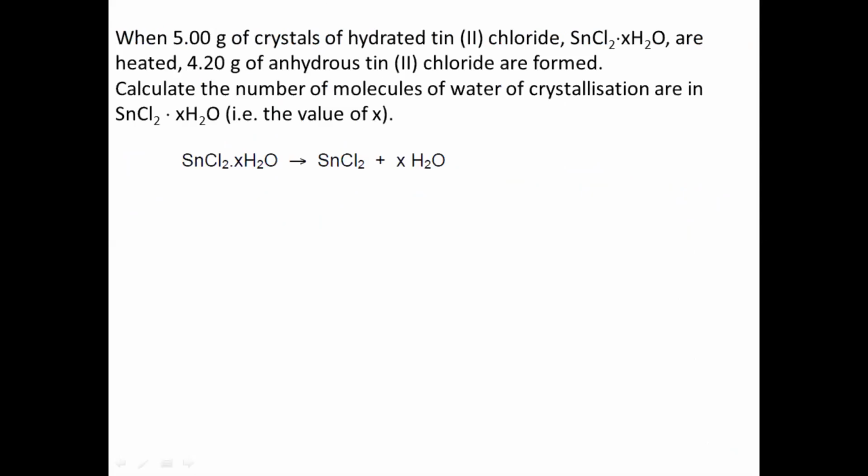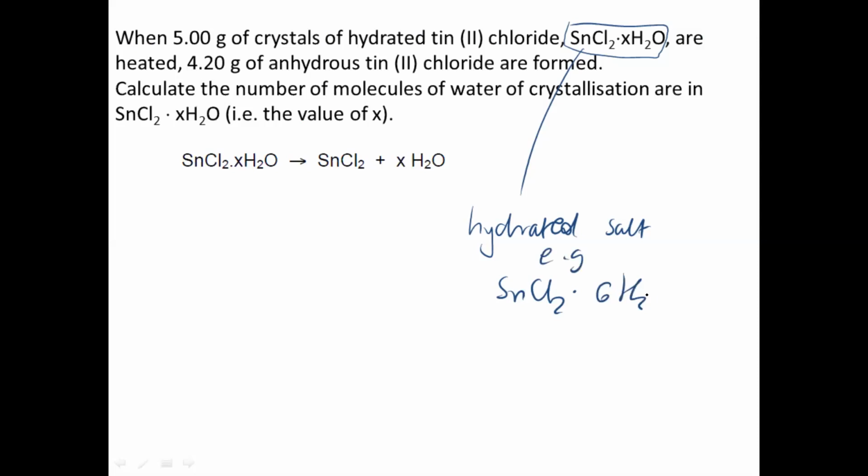Okay, one more question. This one is the hardest. We didn't have these kinds of questions in your GCSEs. So what you can see in here, you've got this situation. This is a hydrated salt, SnCl2 dot, it could be, for example, 6H2O. I don't know how many H2O we need to work out.